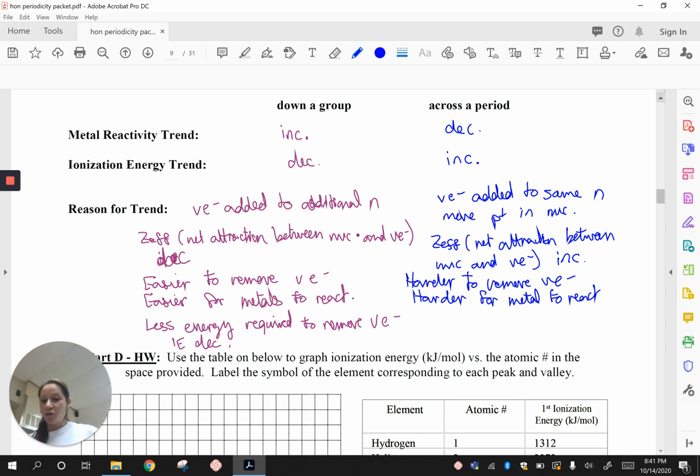Let's think about ionization energy. Ionization energy is the energy that's required to remove the electron. Well, we said that our net attraction between the nucleus and the electrons is stronger, and so it is harder to remove the electron. So guess what? If it's harder to remove the electron, that means I have to put in more energy to remove that electron. So more energy is required to remove the valence electrons, so your ionization energy is increasing.